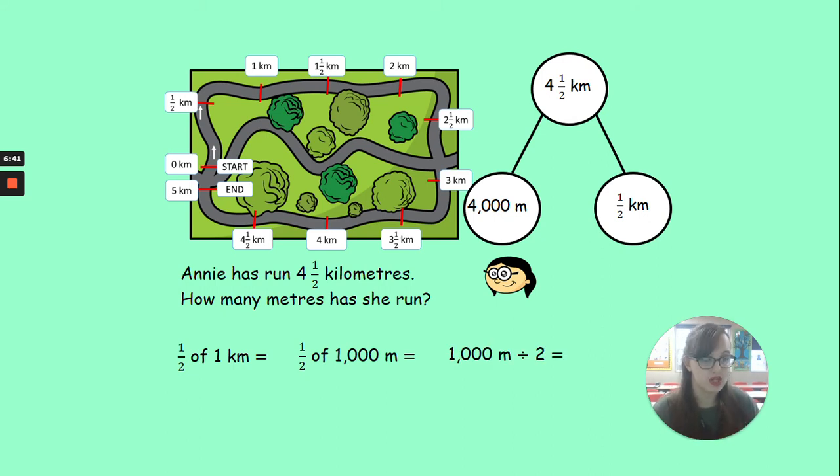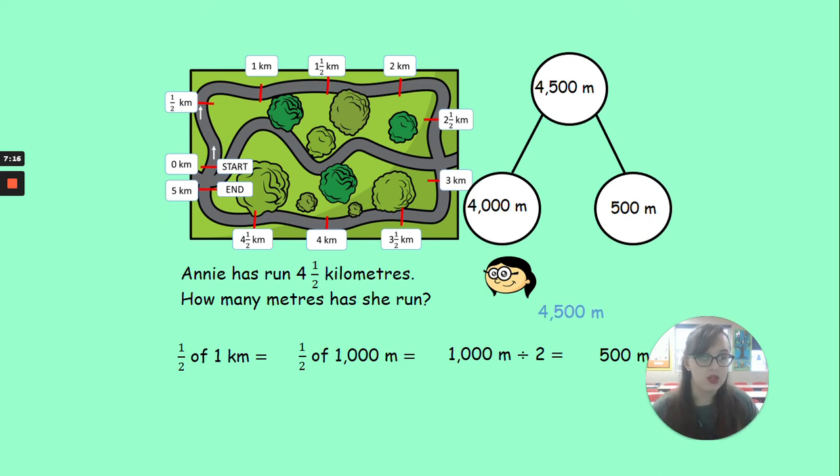1,000 divided by 2. I might not know that off the top of my head, but I do know 10 divided by 2 is 5. So 100 divided by 2 is 50. So 1,000 divided by 2 is 500. I can use my place value to help me there, and you can see that on your screen here. Now we put those numbers together. So Annie has run 4.5 kilometres. Well, 4 kilometres is 4,000 metres. Half a kilometre is 500 metres. So Annie has run 4,500 metres.